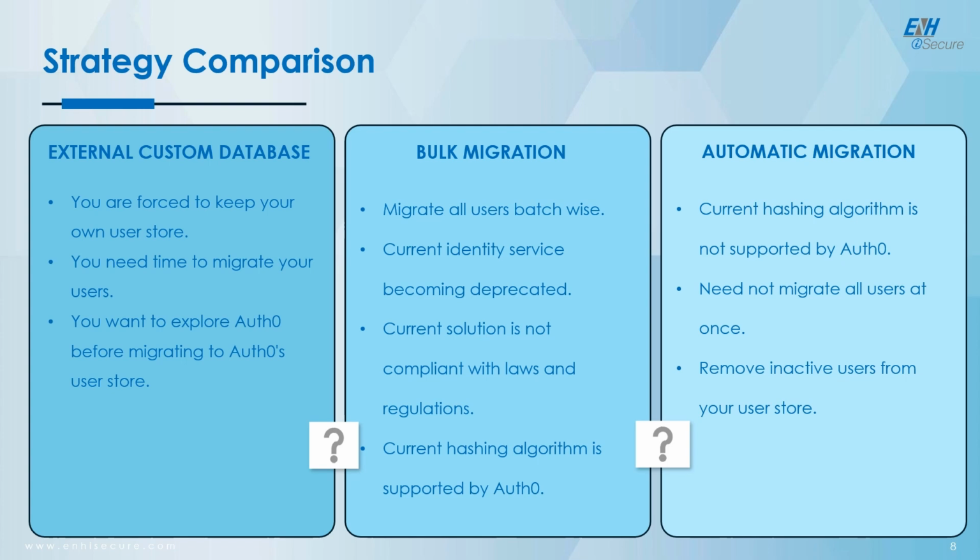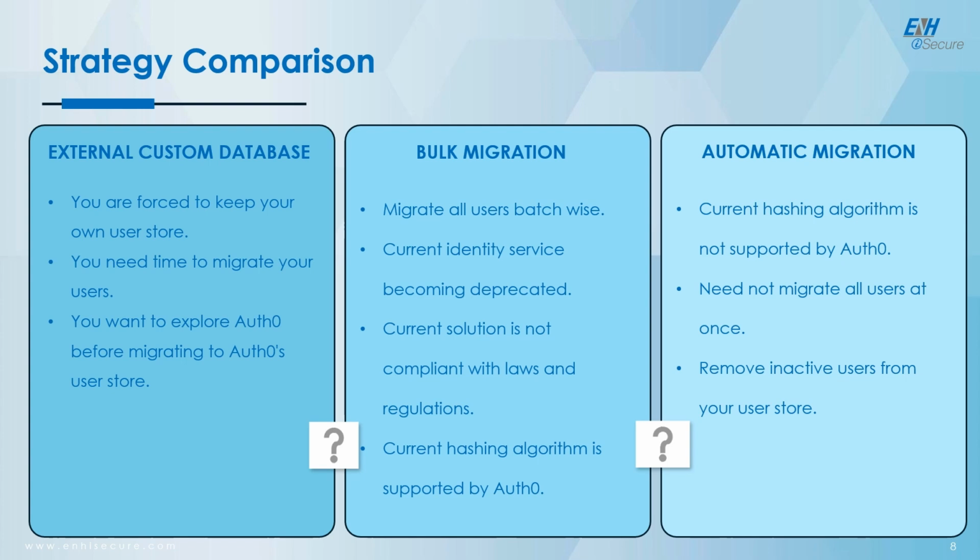Bulk migration is your go-to strategy when speed is essential. Choose this approach if you want to migrate all users as soon as possible, especially when your current solution relies on an identity service that is becoming deprecated. This strategy is particularly suitable when your current solution is not compliant with laws and regulations, or when licensing fees for your current solution have become unsustainable. A critical requirement for bulk migration is that the algorithm used to hash passwords in your user store must be supported by Auth0. If your passwords are hashed with an unsupported algorithm, those passwords will not be migrated, which could create user experience issues by asking for a password reset.